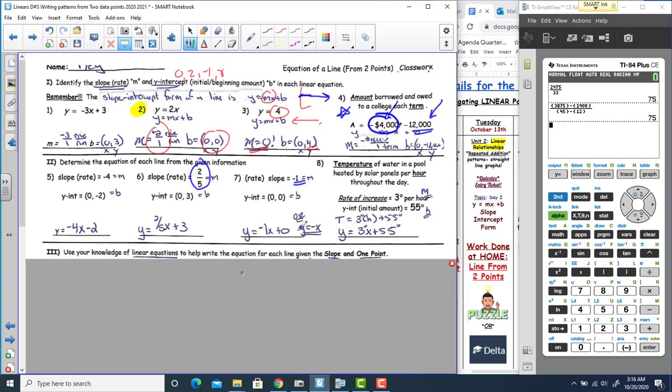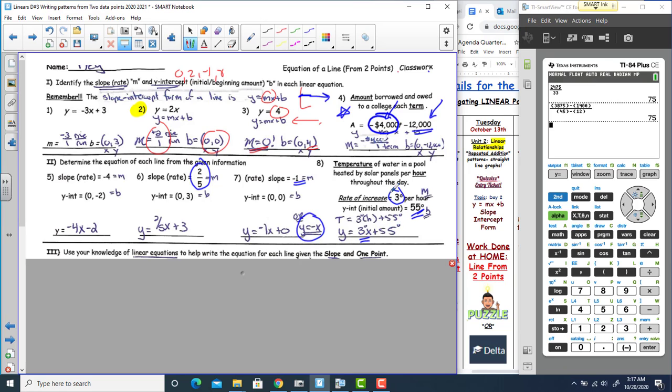Y equals -1x plus 0, which is more efficiently written as -x. And number 8, if the temperature of water in a pool heated by solar panel per hour could be described as a rate of increase of 3 degrees per hour, and the pool starts at 55 degrees, you could write that as y equals 3x plus 55.